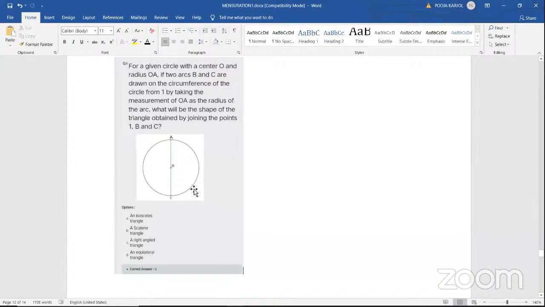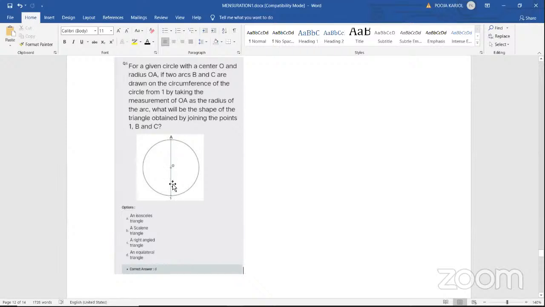Because we're taking the size of OA, so if we cut, OB and OC will be the same size, and if we join B and C, it will be equal to the diameter. Yes, true. Actually, that is also what I got. But they have given equilateral triangle.